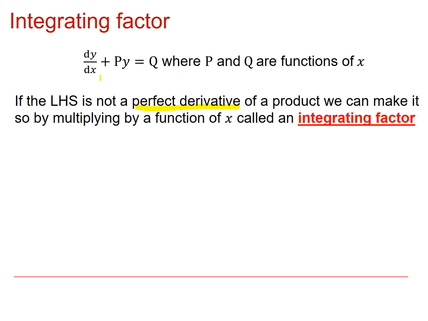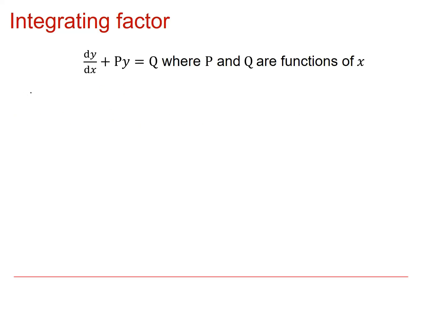If it's already a perfect derivative, then we can solve it straight away. If it's not, we need to multiply it by some function of x, and we call this function of x an integrating factor. In a previous video, we were given the integrating factor to use, and we found that it then became a perfect derivative and we could solve it directly by integration. So what do we need to do?